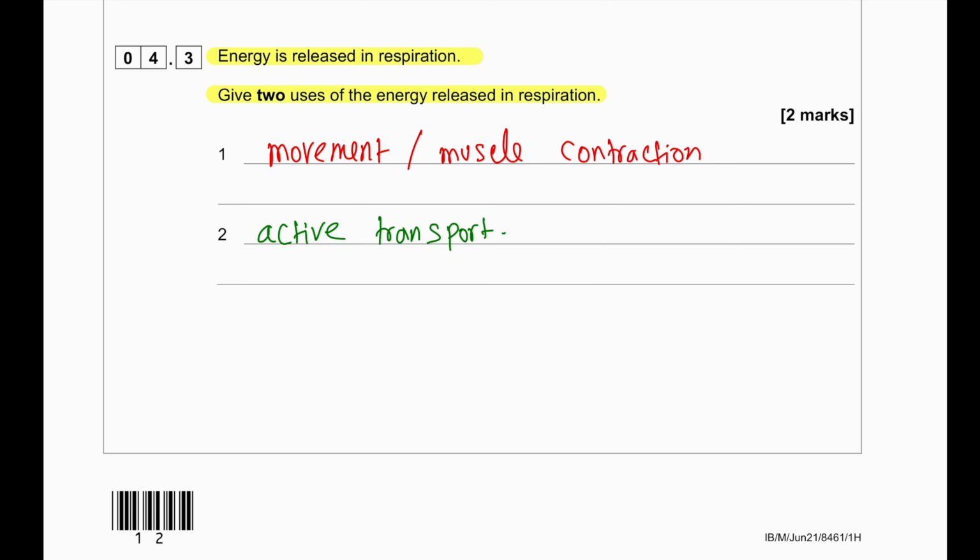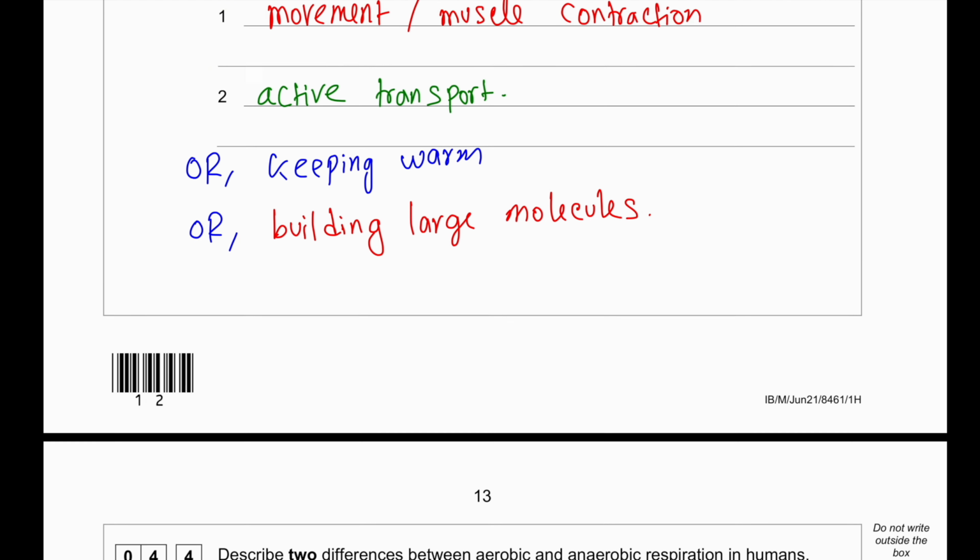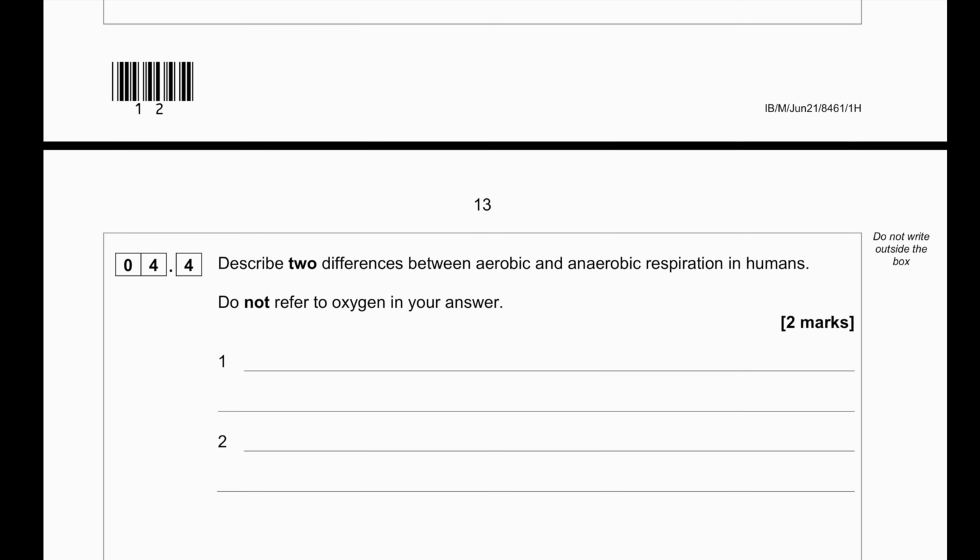Now alternative answers will be keeping warm and building larger molecules. You can write the name of the process of building larger molecules. For example, making proteins from amino acids, or making lipids from fatty acids and glycerol, or making glycogen from glucose. You can write that instead of writing building larger molecules, and it will still be a good answer.